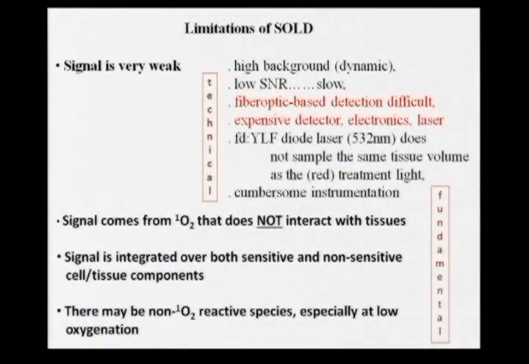You notice it's integrated over both sensitive and non-sensitive cell and tissue components. So if the sensitizer is sitting not only, say, in the mitochondria, but in the cytoplasm, we cannot differentiate the singlet oxygen that comes from mitochondria from that comes from cytoplasm. The singlet oxygen in the cytoplasm probably does nothing. And then there may be non-reactive species, especially at low concentrations of oxygen, as I showed you.